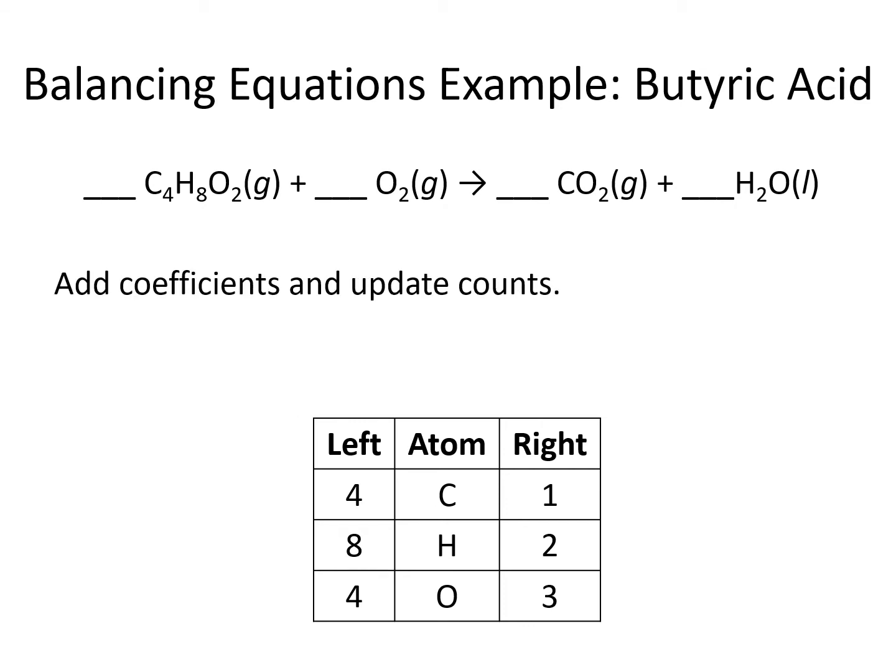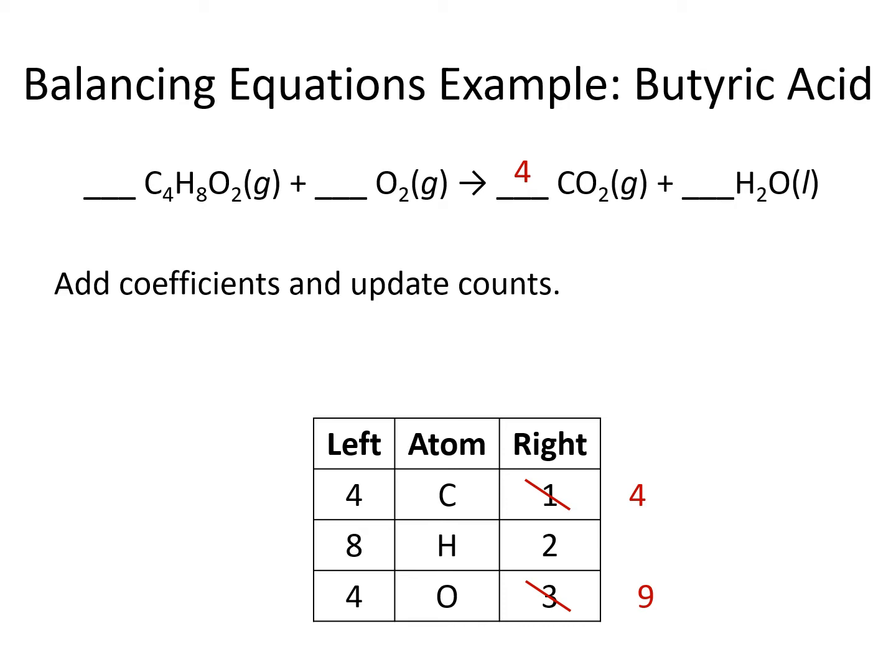We're going to start adding in coefficients, first in front of the CO2. Since we have 4 carbons on the left, we need 4 carbons on the right to balance it out. We're going to put a 4 in front of the CO2. That also updates our count for our oxygens. We have 4 times 2 is 8 from the CO2, plus 1 from the water makes 9 oxygens on the right-hand side.